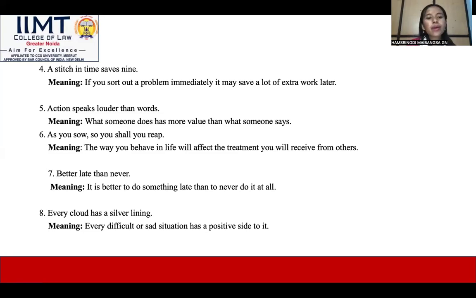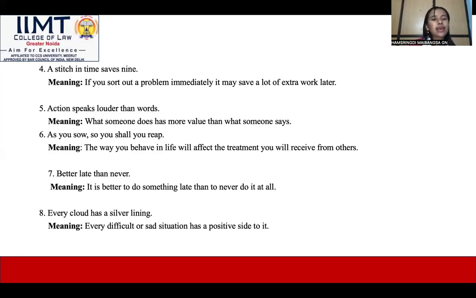The next one is better late than never. It means it is better to do something late than to never do it at all. Even if we do something late, we might have a result, but a good result. But if we don't do it at all, we end up not having anything at all.